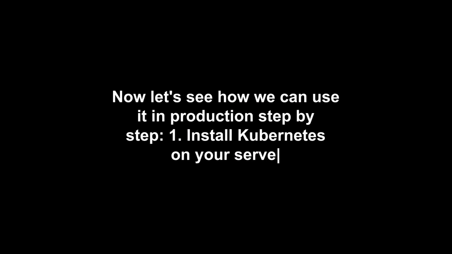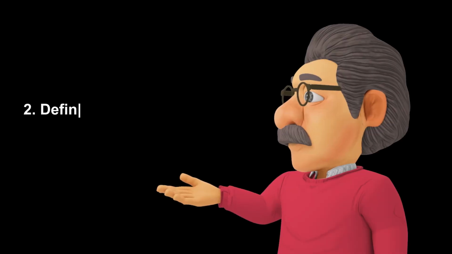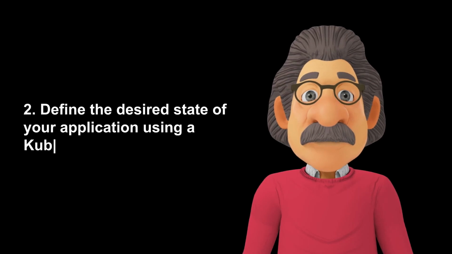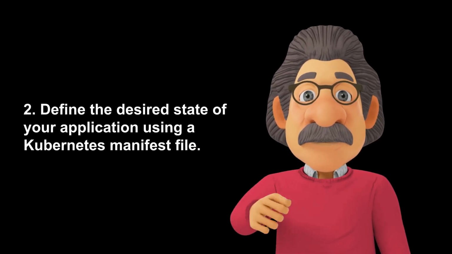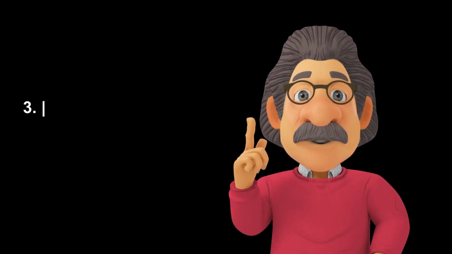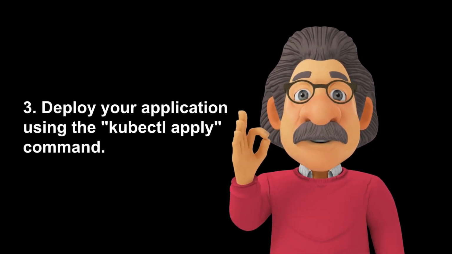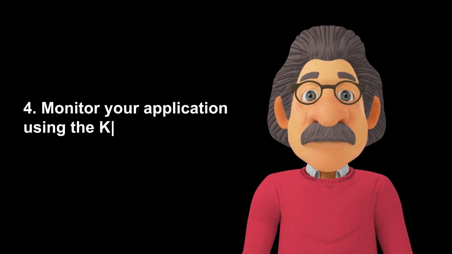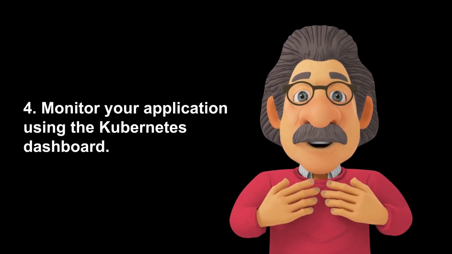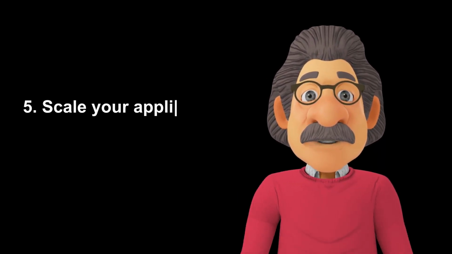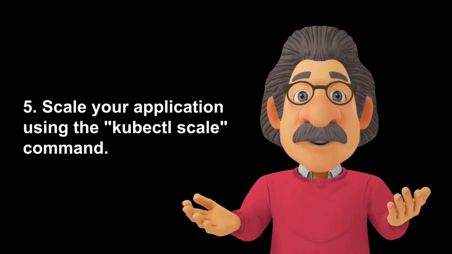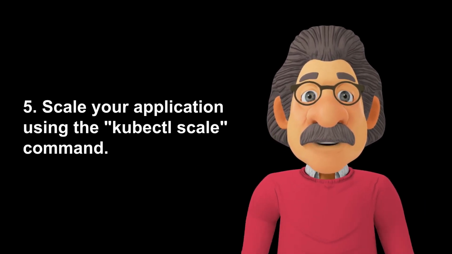Now let's see how we can use it in production step by step. 1. Install Kubernetes on your server. 2. Define the desired state of your application using a Kubernetes manifest file. 3. Deploy your application using the kubectl apply command. 4. Monitor your application using the Kubernetes dashboard. 5. Scale your application using the kubectl scale command.